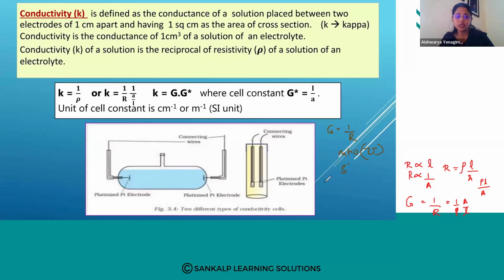So mathematically, G is equal to 1 by R. That is nothing but 1 by rho, into A by L, as I just told you. This particular constant, 1 by rho, is denoted by the symbol K. What is this K called in terms of conductance? It is called kappa.